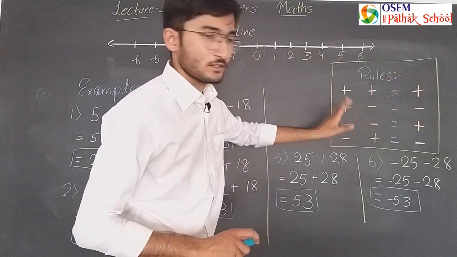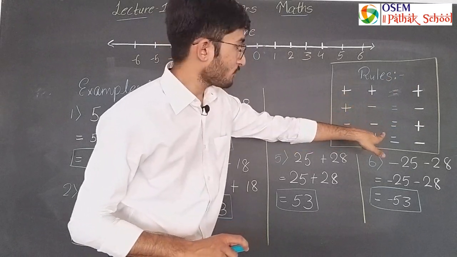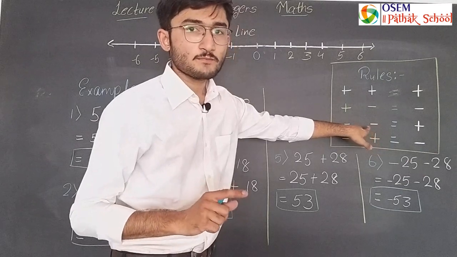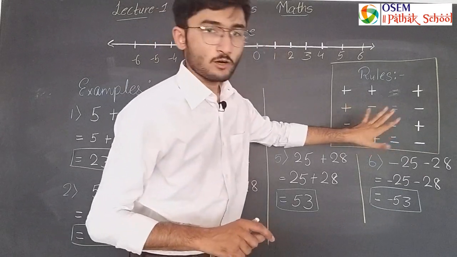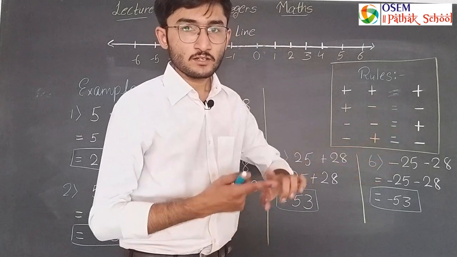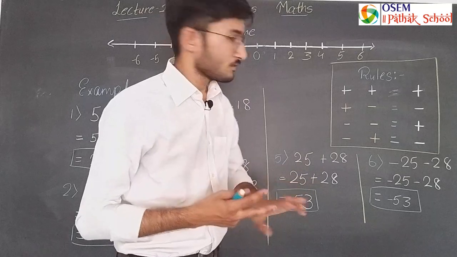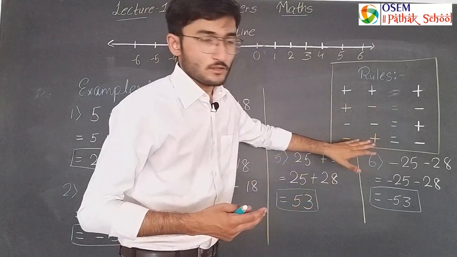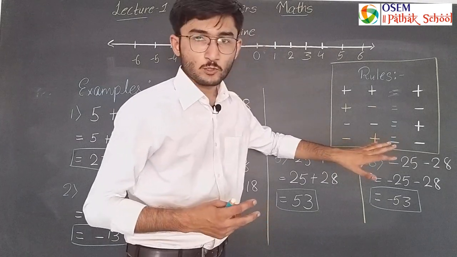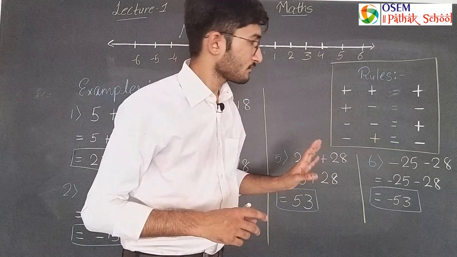Now the third one, minus and minus: when both the numbers are minus, you have to add both the numbers and the answer will have the sign of the bigger number. Whichever number is bigger, you will get the answer in that sign. The last one is minus and plus. You have to add both of them, and the sign is that of whichever number is bigger.